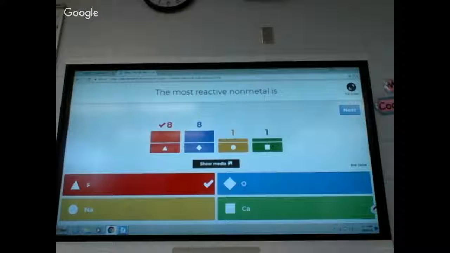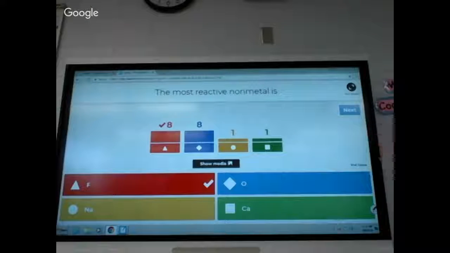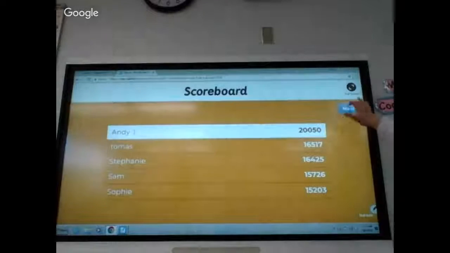It will take an electron from anybody. So group 1 is the most reactive metals. Group 17 is the most reactive non-metal. So fluorine is the answer. Group 16 would be the next most reactive group.